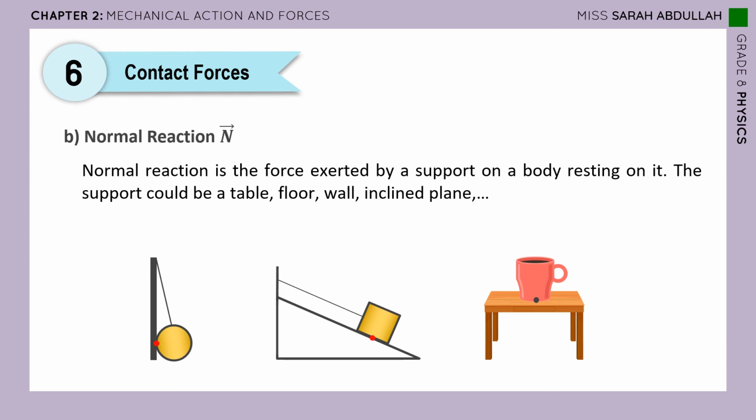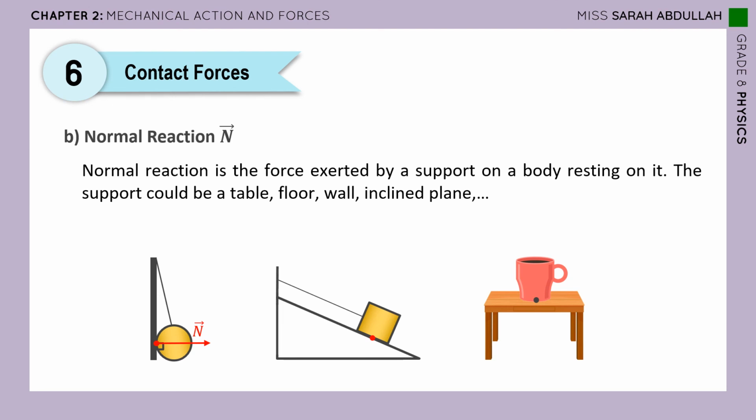So in any case where a body is resting on a support, sitting on the support, it means that the support is exerting a force on this body. The support could be a table, floor, wall, inclined plane, anything. Okay, so it's a contact force. It means that there is a contact between the body and the support, of course. Now, this point of contact between the body and the support is the point of application. Now, the normal reaction is perpendicular to the support. It's always perpendicular to the support and directed from the support towards the body.